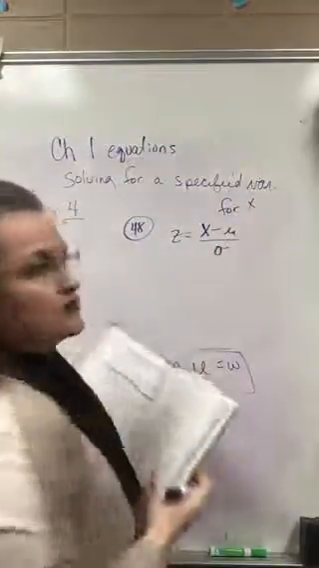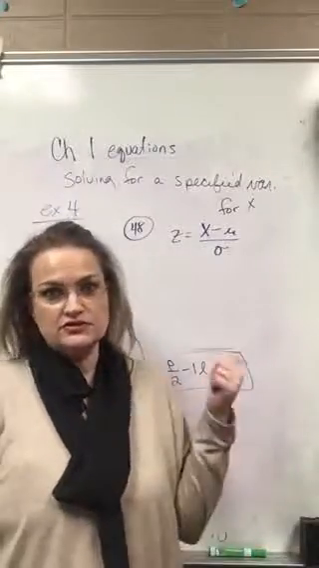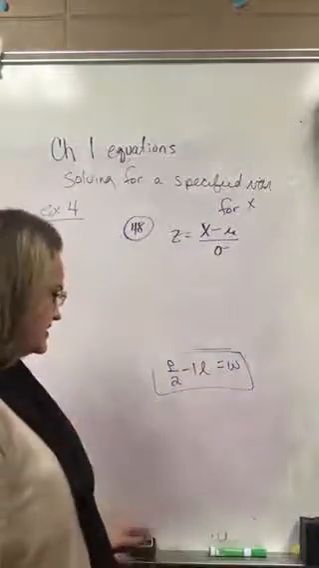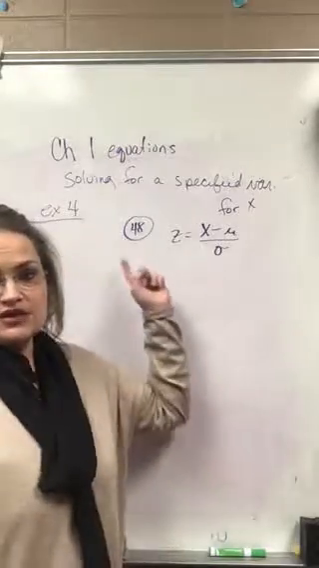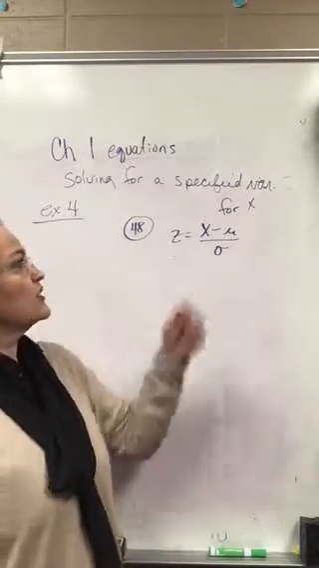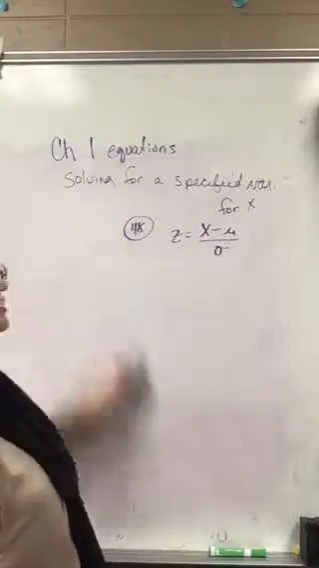This is a formula from statistics, so I don't know if you have to take statistics next, but this one you'll use all the time in statistics for finding the z-score. Right now it's solved in terms of the z-score, but if we wanted to rearrange it in terms of the x variable, we could do that.